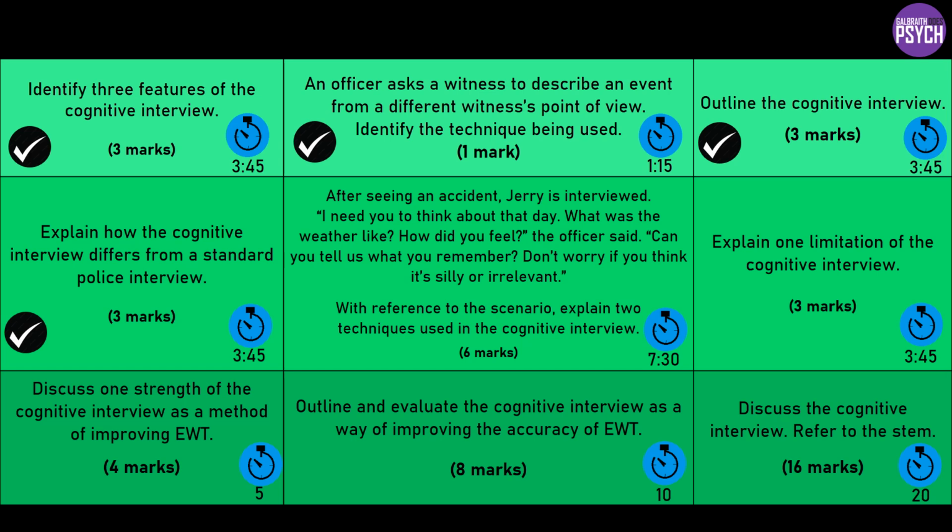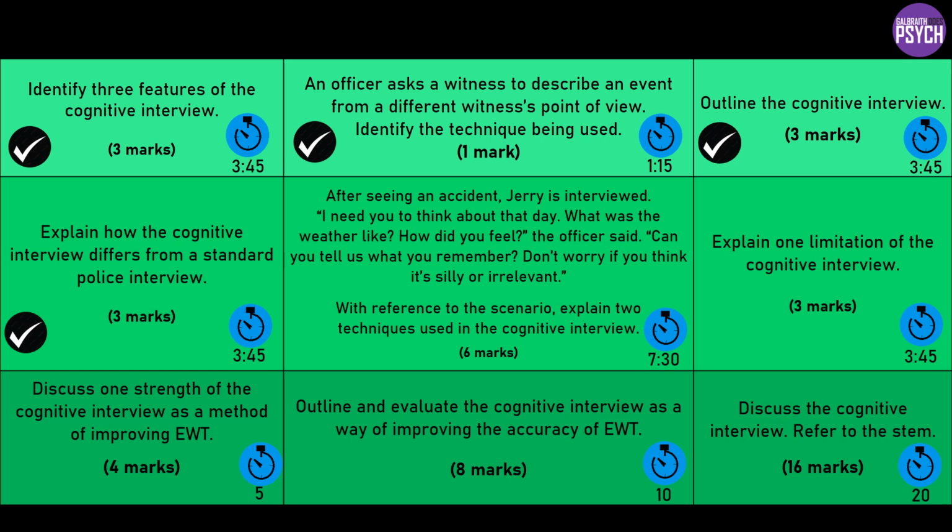So for half this response, so for 3 marks, we're going to talk through what that means with a link to the STEM. So, one technique used in the cognitive interview is context reinstatement. This is where an officer encourages a witness to mentally put themselves back at the scene of the crime by using internal and external cues. This is seen in the scenario when Jerry is asked to think about how they feel and what the weather was like. So obviously that's internal and external. It's used in this way because those cues will hopefully trigger further information. Okay, that's that bit done.